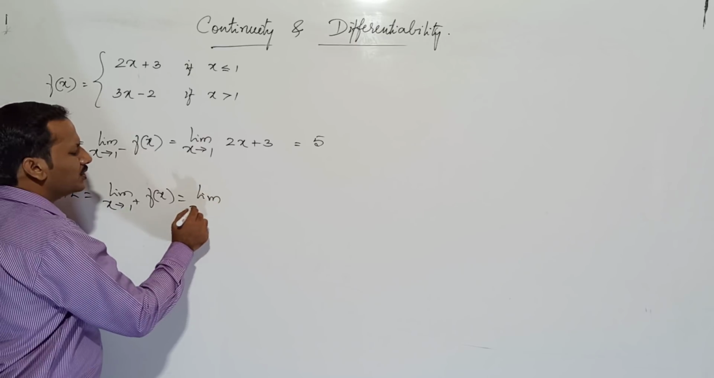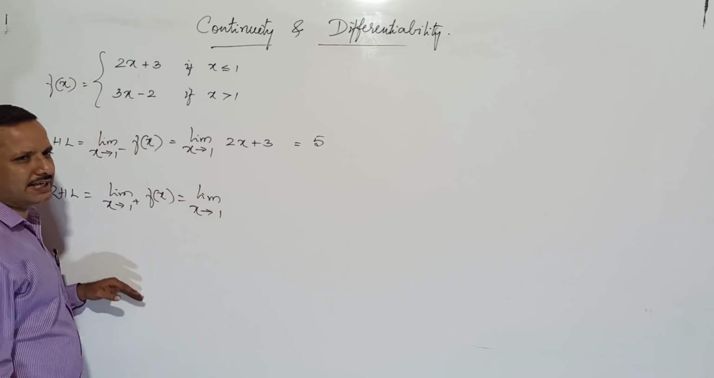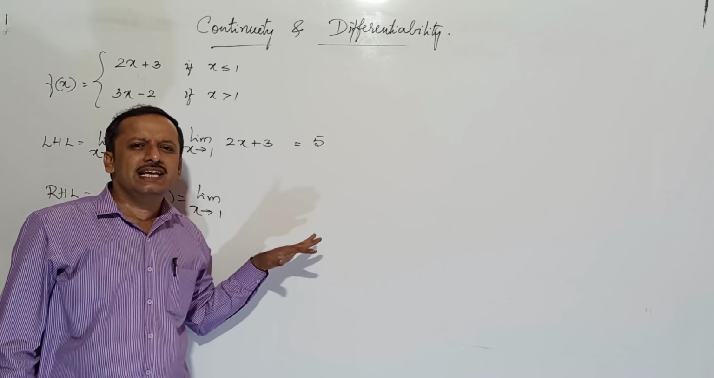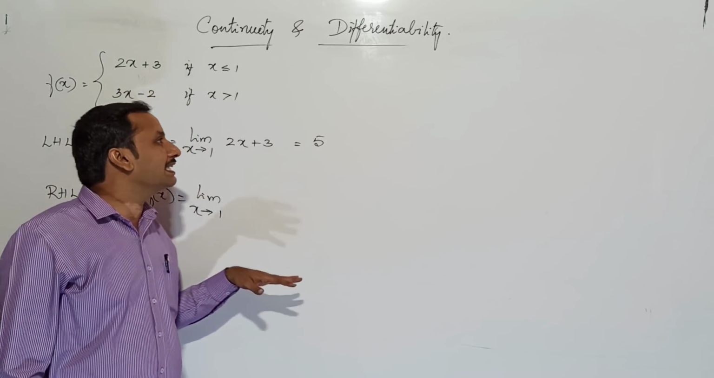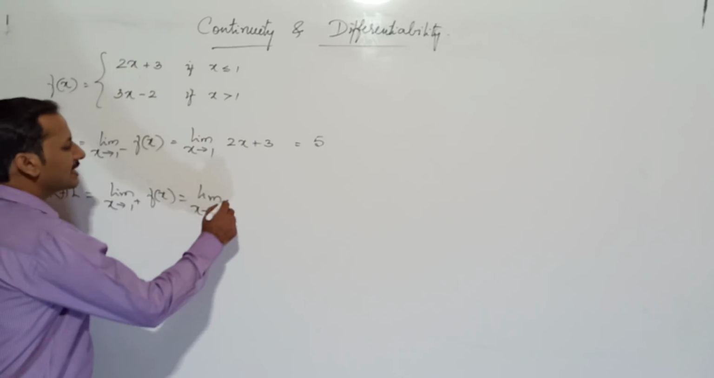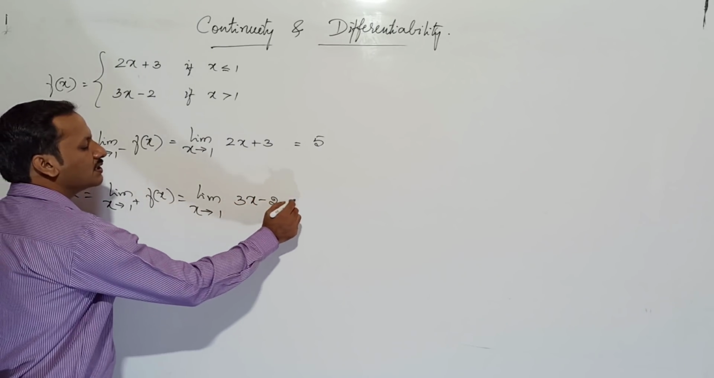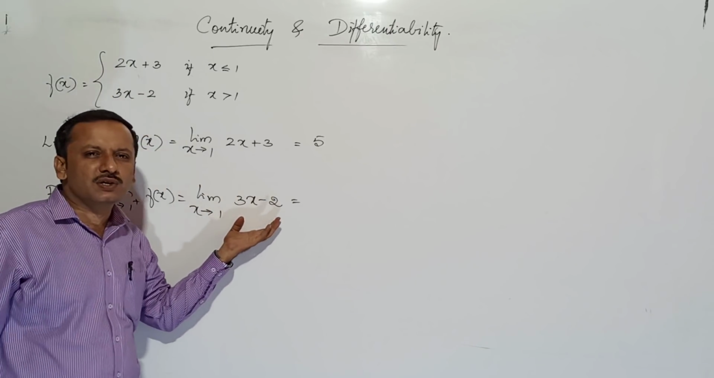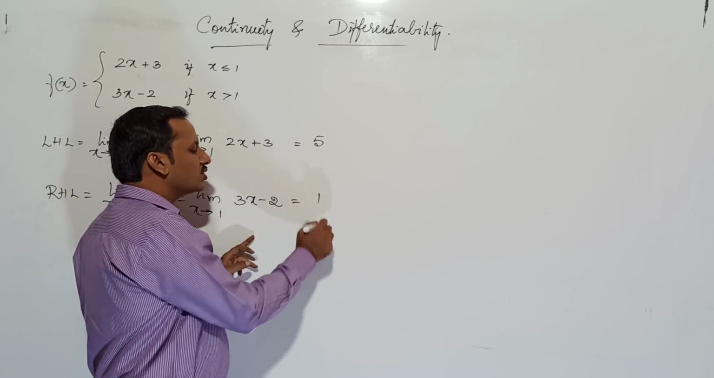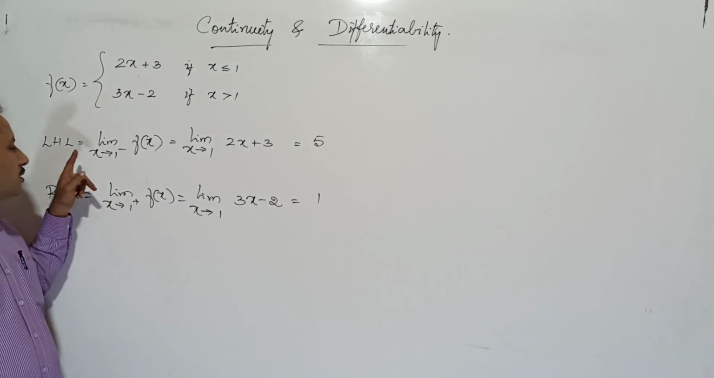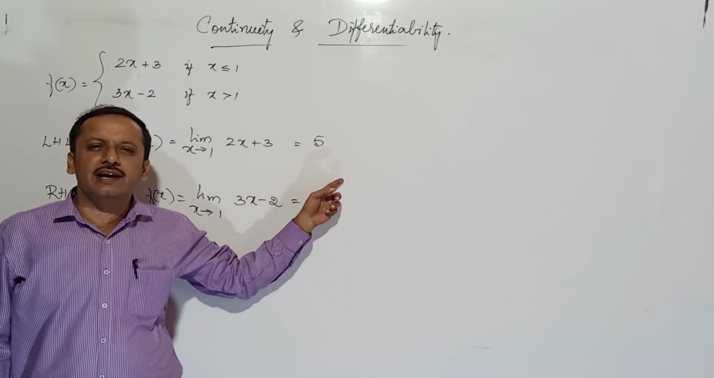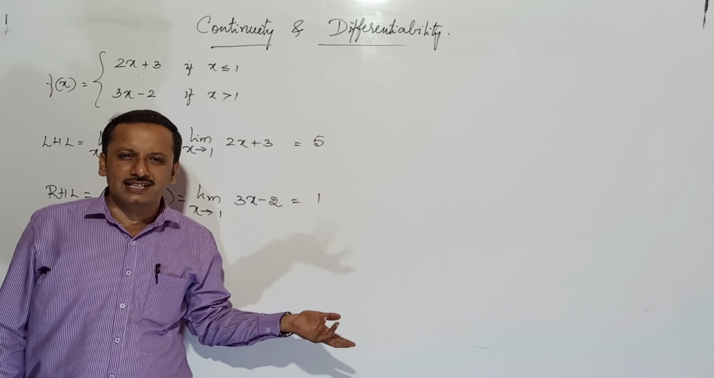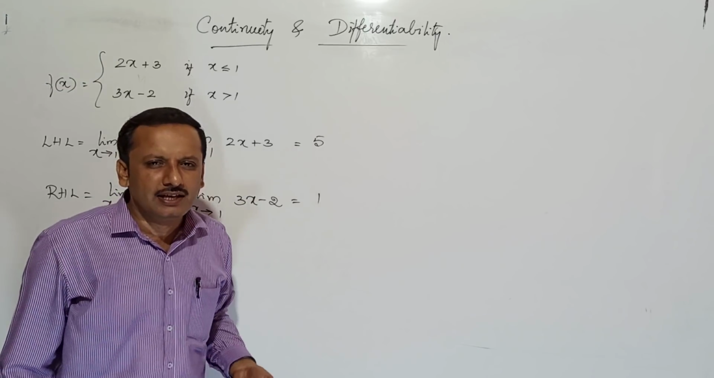X is approaching 1 from the right side. When x approaches 1 from the right side, its meaning is that x is very close to 1 but greater than 1. Whenever x is greater than 1, it is defined as 3x minus 2. Now here if you put x equal 1, we get 3 minus 2, which is equal to 1. So observe, left hand limit is 5 and right hand limit is 1. So the limit does not exist, hence it cannot be continuous.